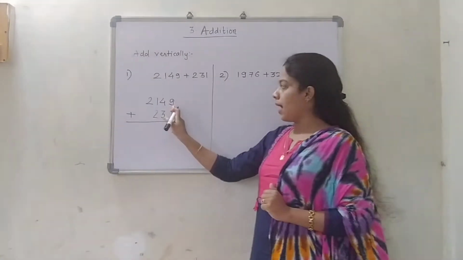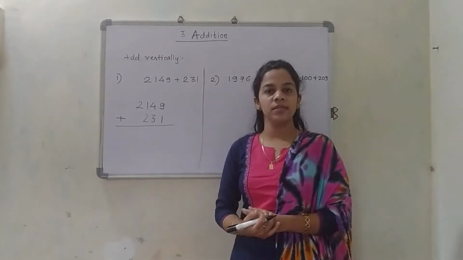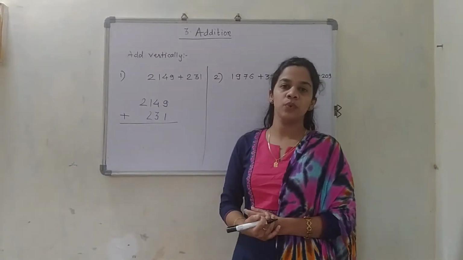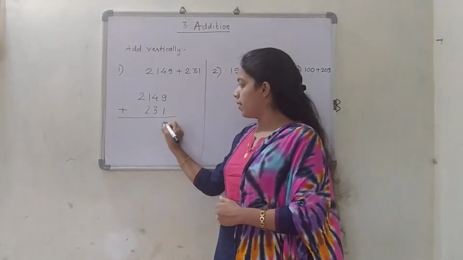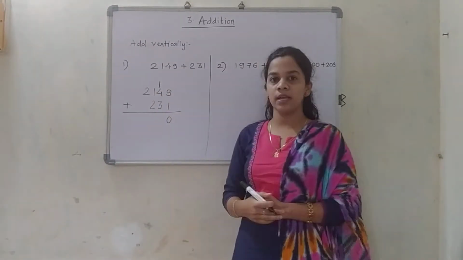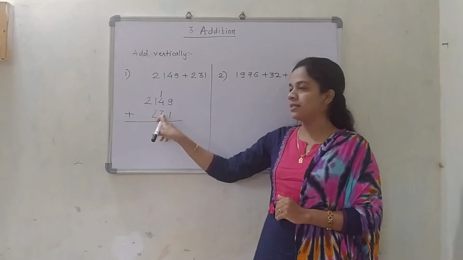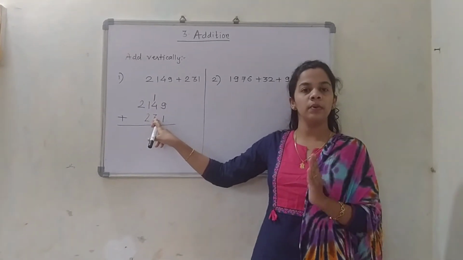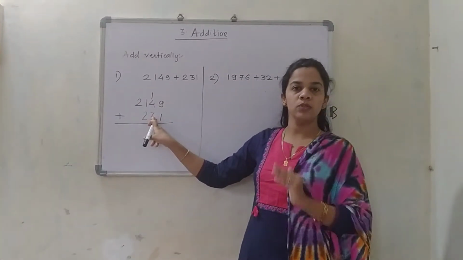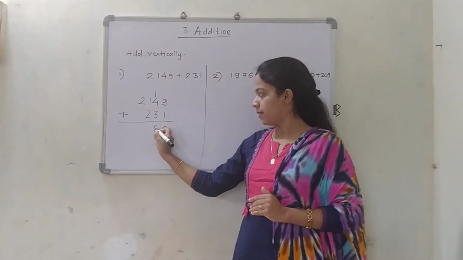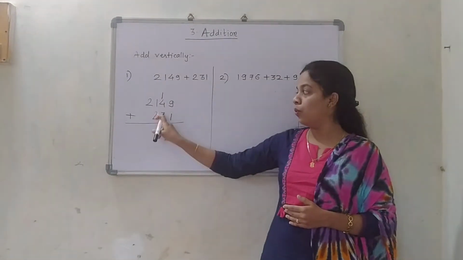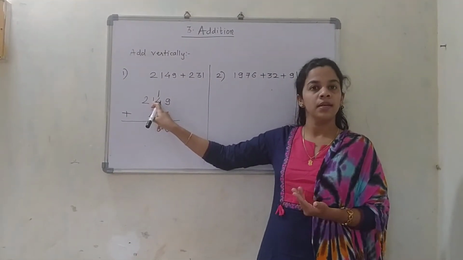Simple. 9 plus 1, just count and tell me what is 9 plus 1. Yes, 9 plus 1 is 10. 0 will be over here and 1 will be carried forward to the next numbers. Second, 4 plus 3, just count the below numbers first. 4 plus 3 is 7 and 7 plus 1 is 8. Yes. Next, 2 plus 1. 2 plus 1 is what? Yes, it is 3.